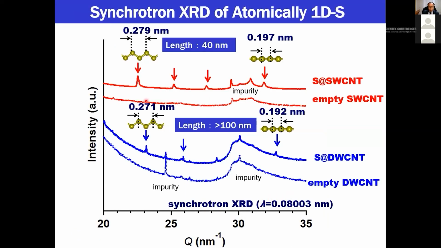And surprisingly, we can observe the synchrotron X-ray diffraction of this completely one-dimensional sulfur atomic chain. This is the double carbon nanotube case. This is the sulfur chain, and also the sulfur chain. These are zigzag. This is the completely linear form. Then the peak position gives the bonding distance of the sulfur, 0.192 nanometer. This is slightly shorter than the bonding distance observed in organic sulfur compounds.